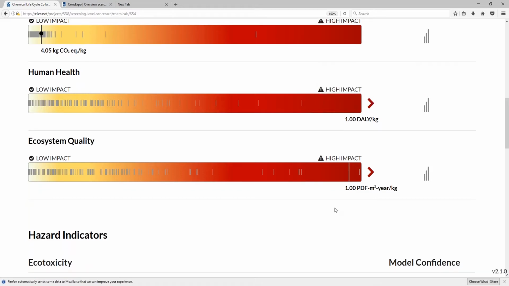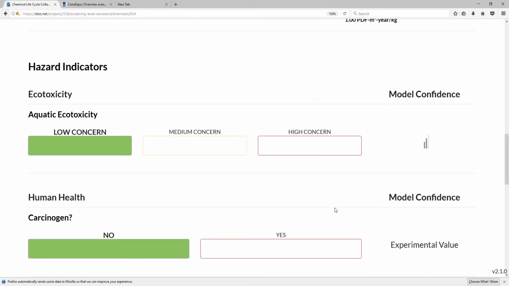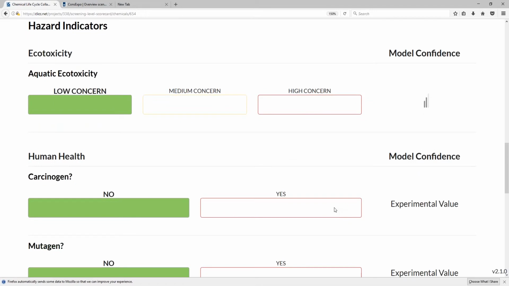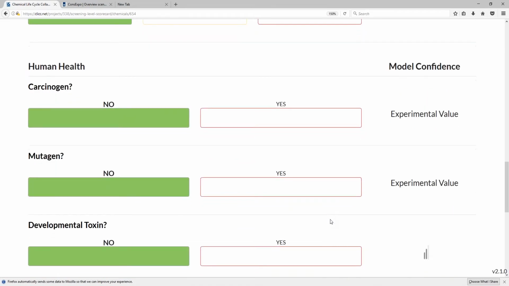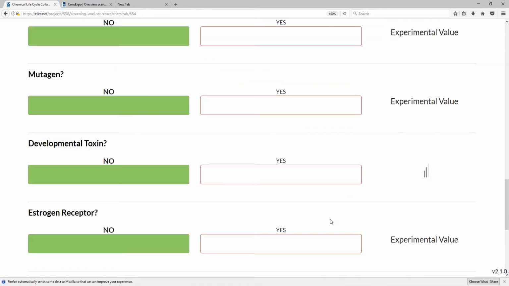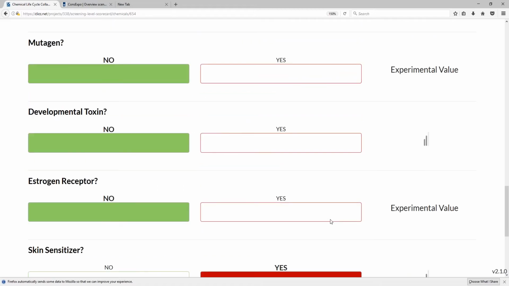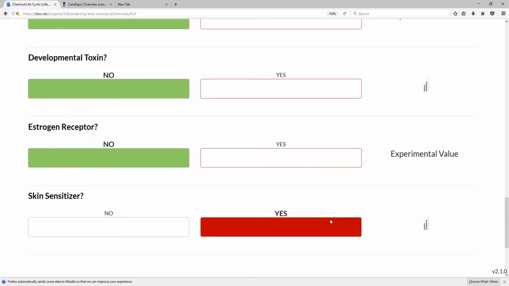Yep. Great. And then the hazardous indicator. Let's look at this, especially in comparison with methylene chloride, because it shows aquatic ecotoxicity of low concern. This is not a life cycle impact. This is the characteristics of the particular chemical that we are analyzing. It says aquatic ecotoxicity low concern, not a known carcinogen, not a known mutagen, not a known development toxin, and not a known xenoestrogen estrogen receptor, but it does have a skin sensitizer effect.